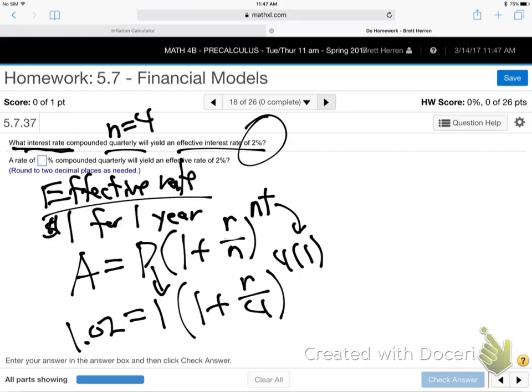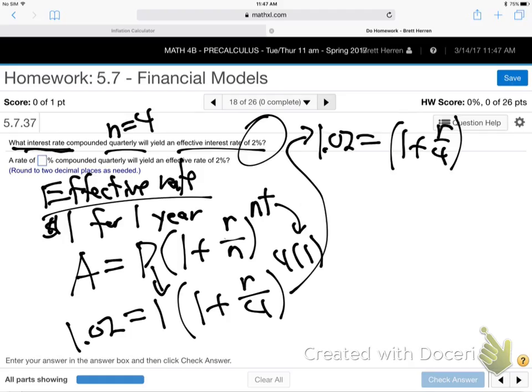Find r on that. Give it a go. Let me give you a minute. Probably be valuable. Let me let you solve that. Let me take one step of cleanup. This will be 1.02 equals 1 plus r over 4, to the 4. That 1 in the front of the parentheses, I got rid of, because 1 times anything does nothing. So you need to solve that now for r.